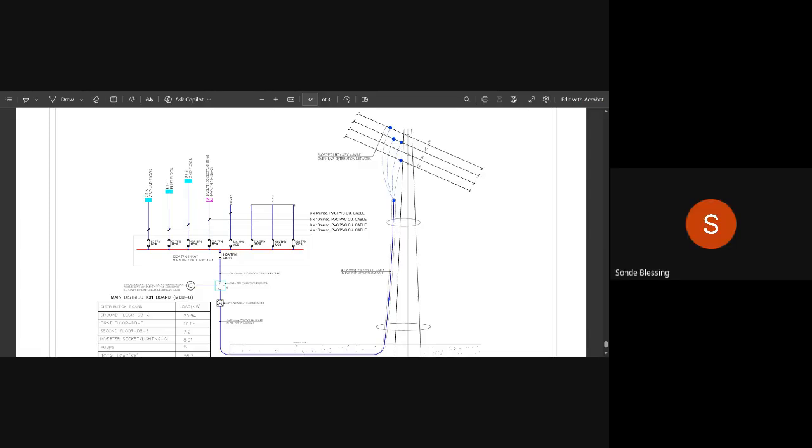So we are using the 40 feet height. 40 feet is what, 12 meters? Yes or no? Yes, sir.